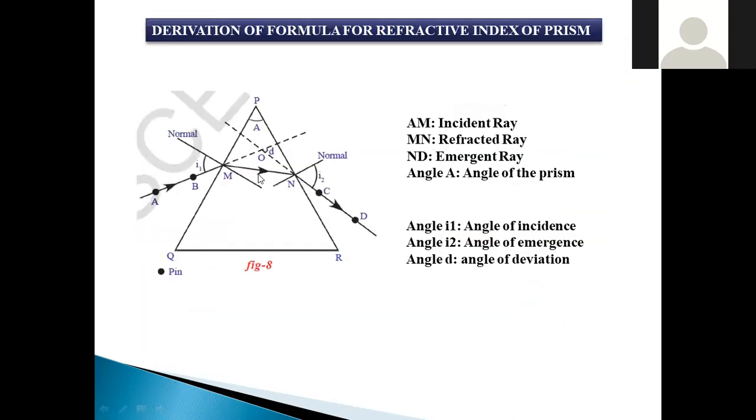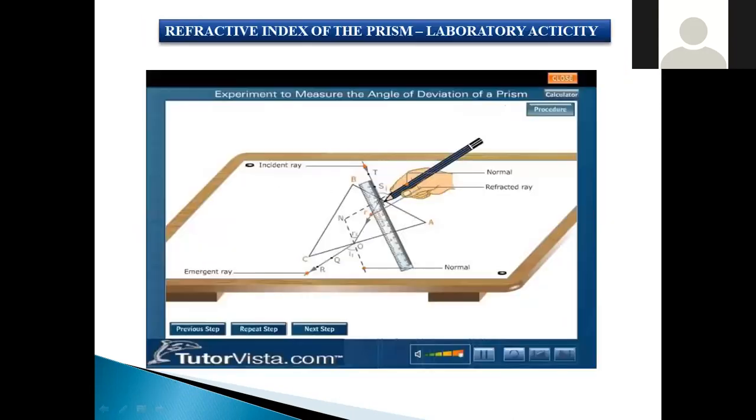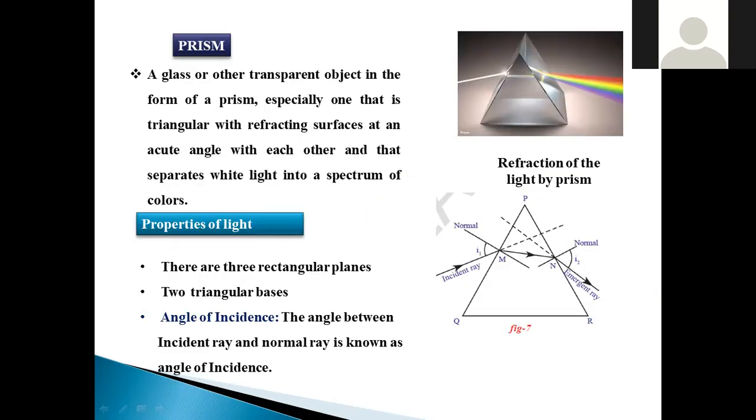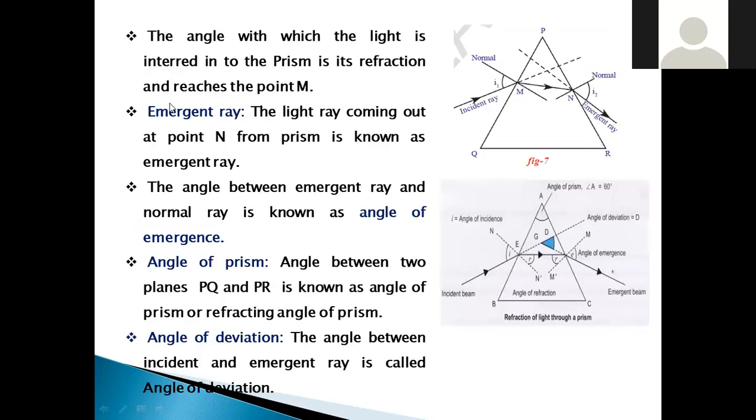Now let us discuss another one. That is the angle at which light enters the prism and is refracted. The incident ray is allowed to enter the prism through the point M. M is the point where the incident ray enters the prism, and the incident angle is also originated at this point M.